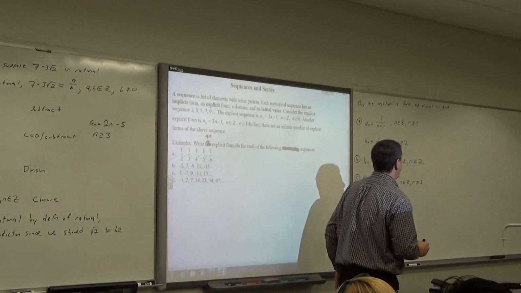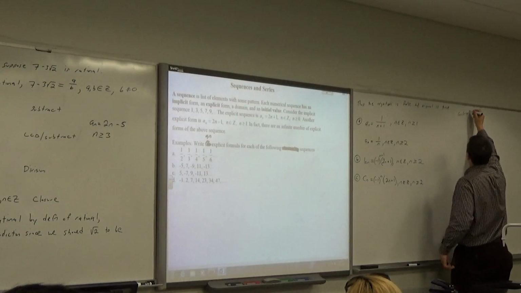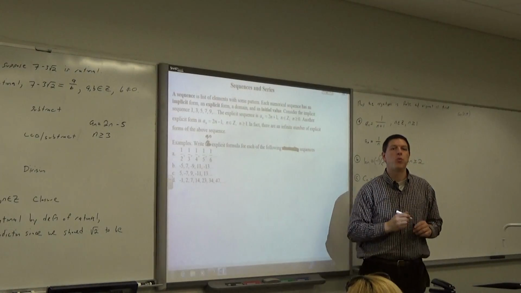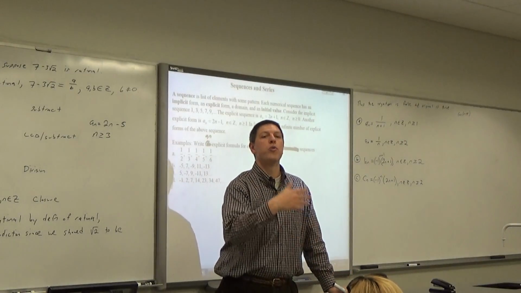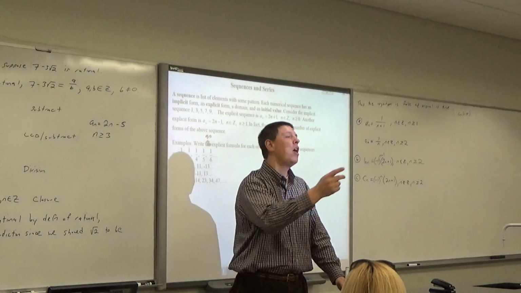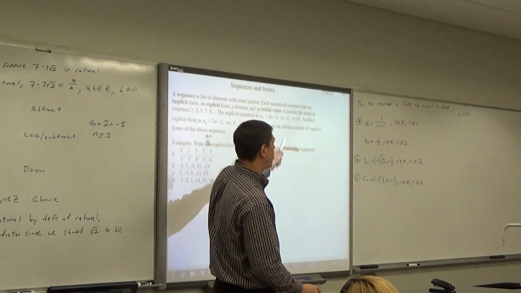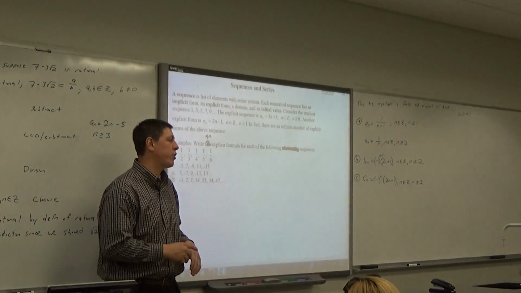Just for fun, I don't know if you guys know this, but cos of n pi is an alternating factor as well. Because depending upon if n is even or odd, if you have cosine of pi, that's negative 1. If you have cosine of 2 pi, that's positive 1. So that's another alternating factor, okay?